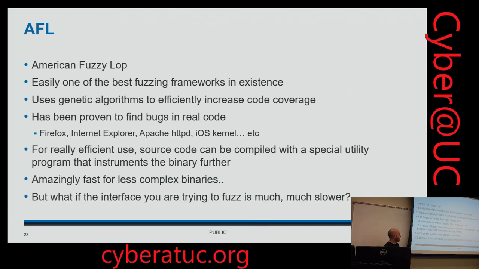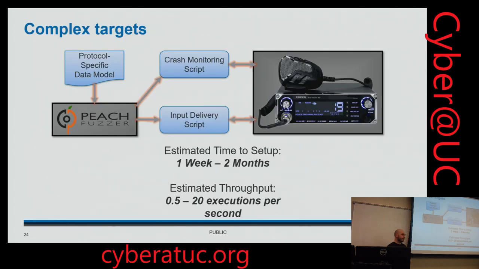But what if the interface you're trying to fuzz is much, much slower? This works really well if you have a binary that you're trying to fuzz. But what if you're trying to fuzz something like a radio? That is something that takes a lot more work to set up. First of all, you're going to have to figure out how to send it data. If it's a radio or Wi-Fi thing, you're going to have to put your data into Wi-Fi packets to send across the waves to the device. That's going to take some time to develop that protocol-specific data model.